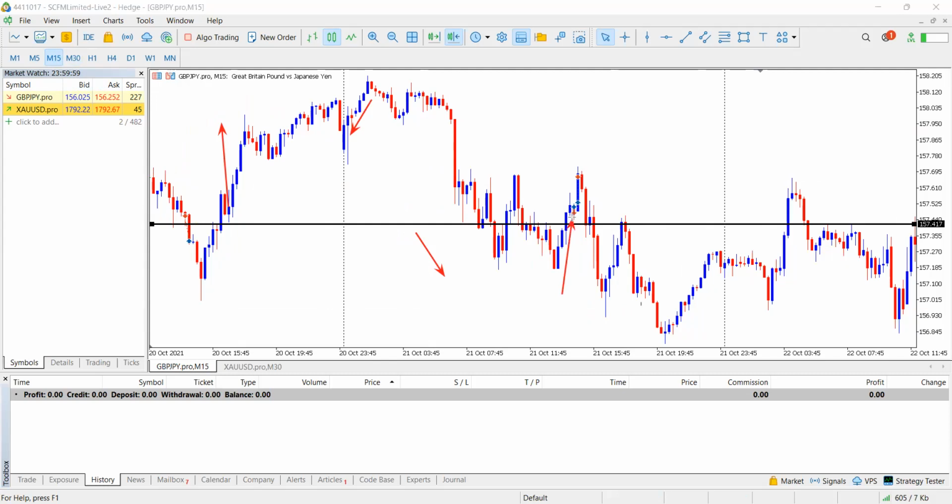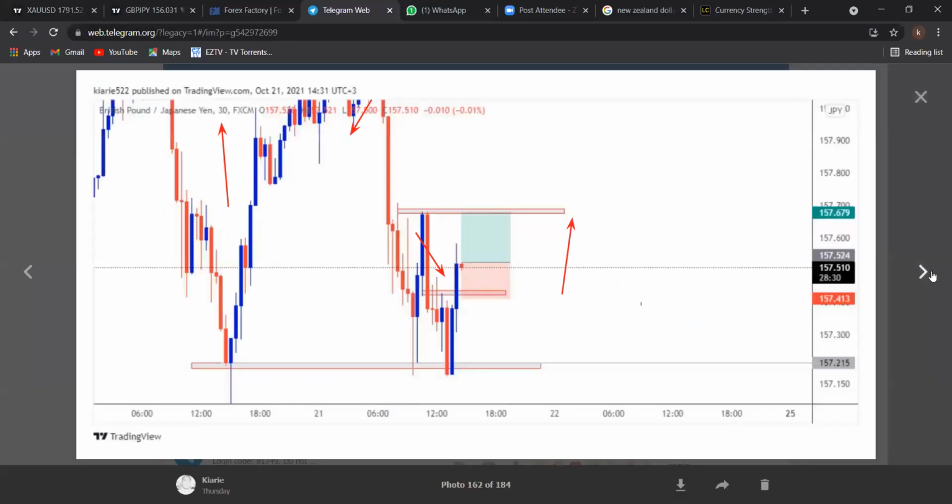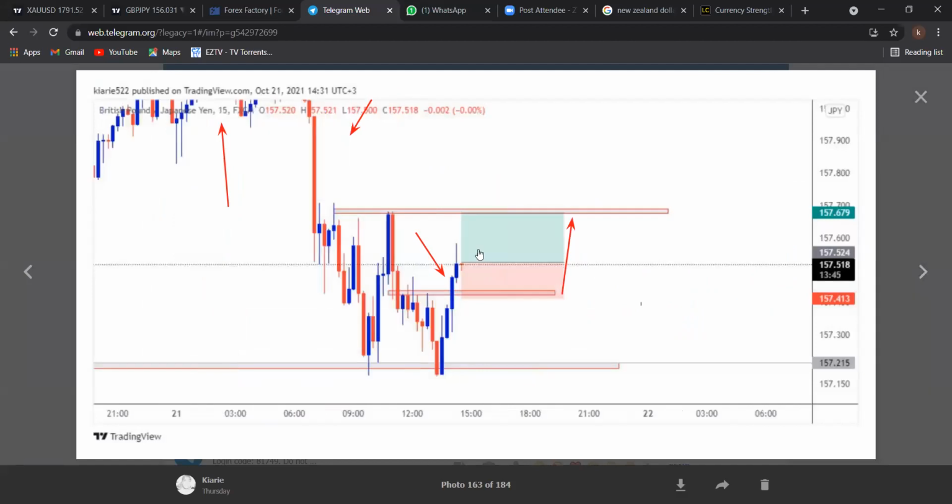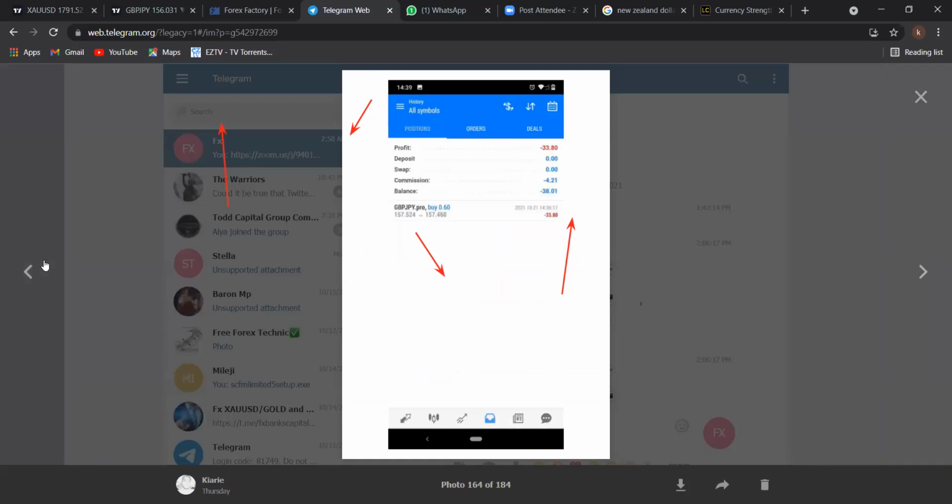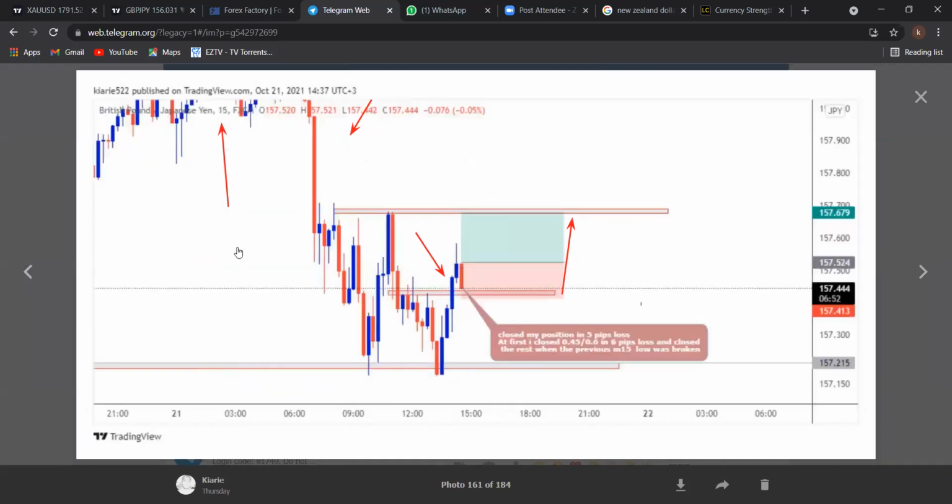So wewe tu ndio uliogopa, ungekaa ungeshinda, take profit. Nilifanya hivi, nilikuwa nagojea the second M15 to close. Unaona hii price nimekumbuka nini ilifanya. Nilikuwa nagojea M30 minutes to close above a resistance. So hii ni 15 minute chart. M15, the first one, hii ili close with a very small wick at the top.